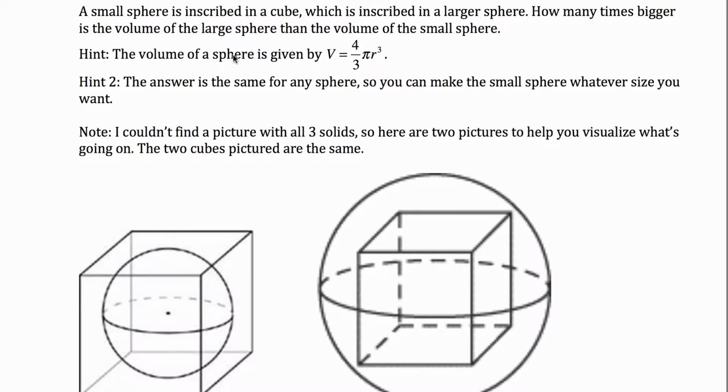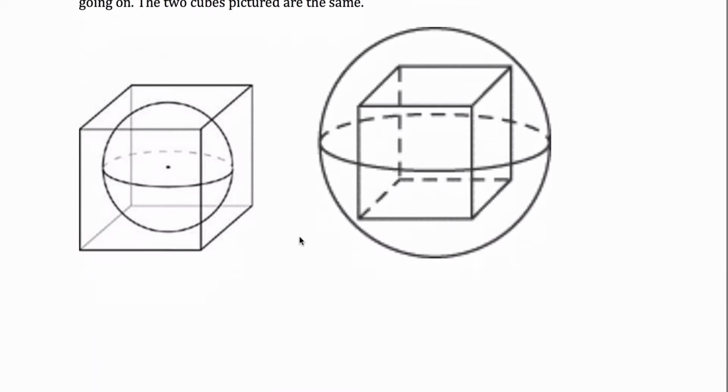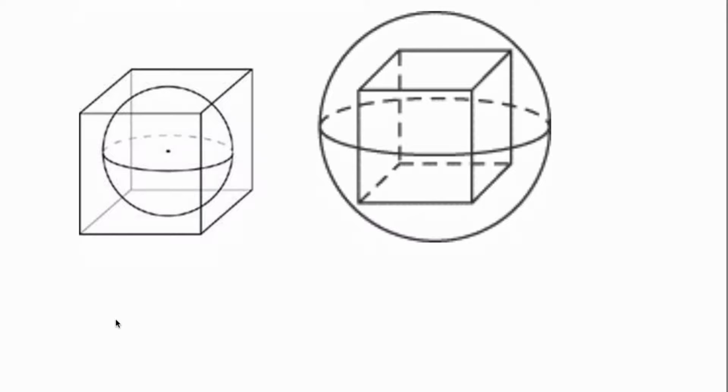And the little hints I give you: the formula for the volume of a sphere, and I tell you that the answer is the same for any sphere. So you can make the small sphere whatever size you want. So one way you could do this is let's make this radius just equal to 1. If this radius is equal to 1, then the volume of the small sphere is 4/3 pi times the radius cubed, so times 1 cubed, which is just 4/3 pi or 4 pi over 3, however you want to write that.